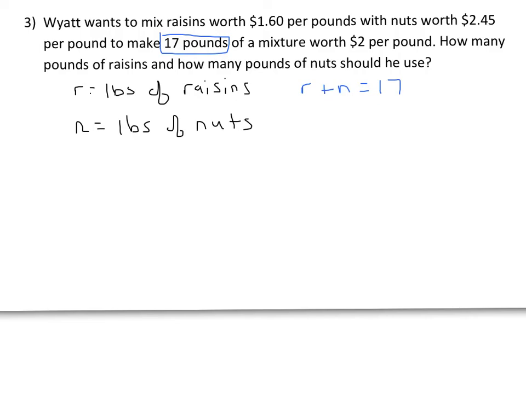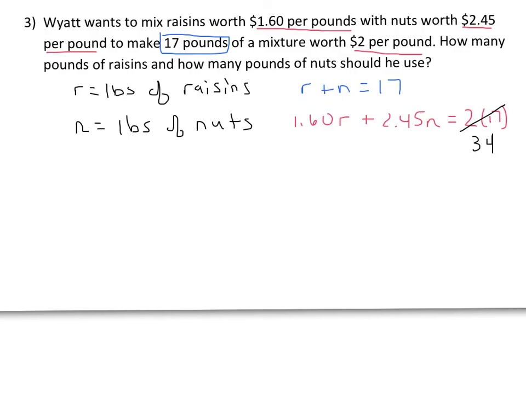Now I'm going to take a look at my money. I've got $1.60 per pound, $2.45 per pound, and then $2 per pound. Okay, so since I have $1.60 per pound of raisins, I'm going to put R because I don't know how many raisins, plus $2.45 times the pounds of nuts equals $2 per pound. Now in this case, I actually do know how many pounds of the mixture I have. I have 17 pounds, so I am going to put that right here. So I'm going to have 2 times 17, or if you choose, again, just like in the first example, you want to put 34, that's fine.